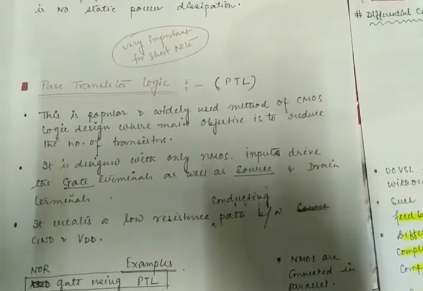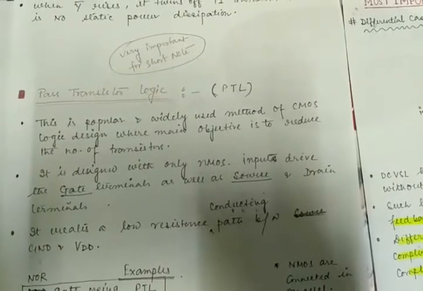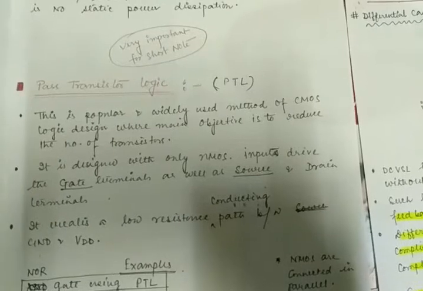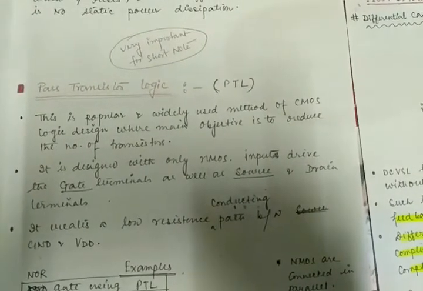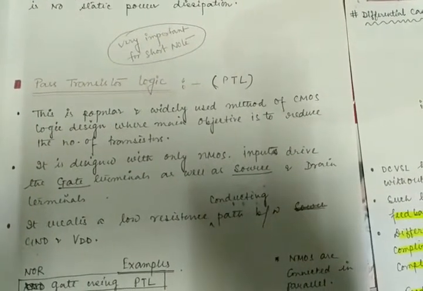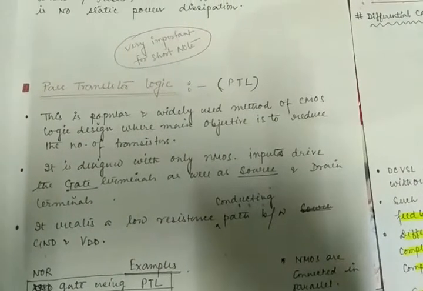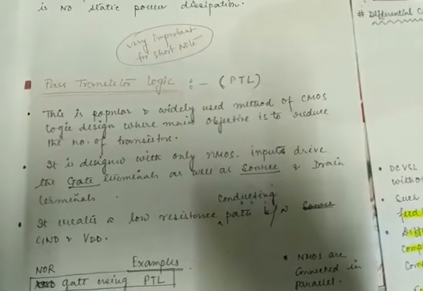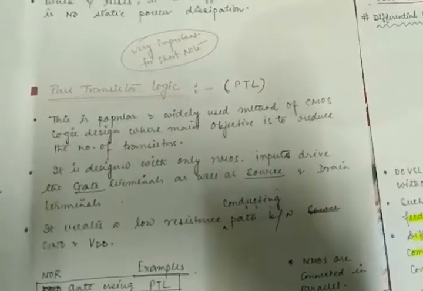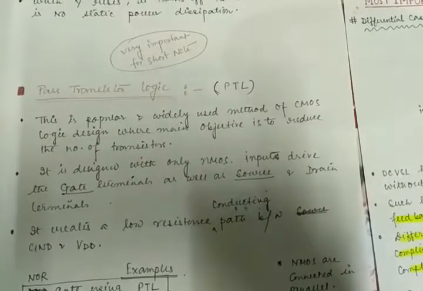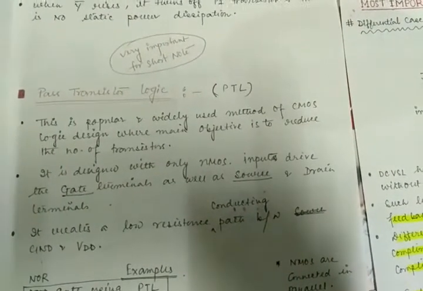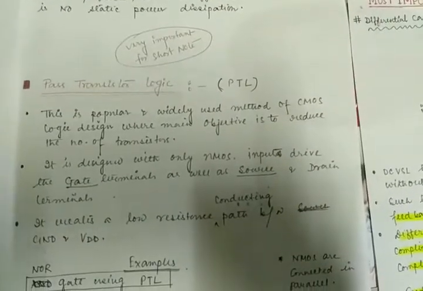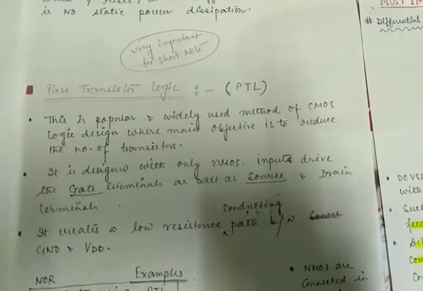Welcome to the next session of another design style, that is design type 3, which is known as pass transistor logic. Pass transistor logic, in short form, is noted as PTL. Let's discuss how many design types we have already covered. You have already covered the static CMOS design using CMOS. After that, the pseudo NMOS logic. After that, DCVSL, differential cascade voltage switch logic, and now it is pass transistor logic.